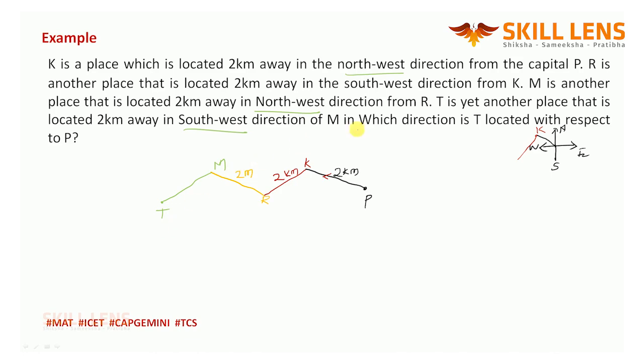T is the point. So what happened now? The question is, which direction is T located with respect to P? They are in a straight line. So which direction is this? West is the direction. Okay.